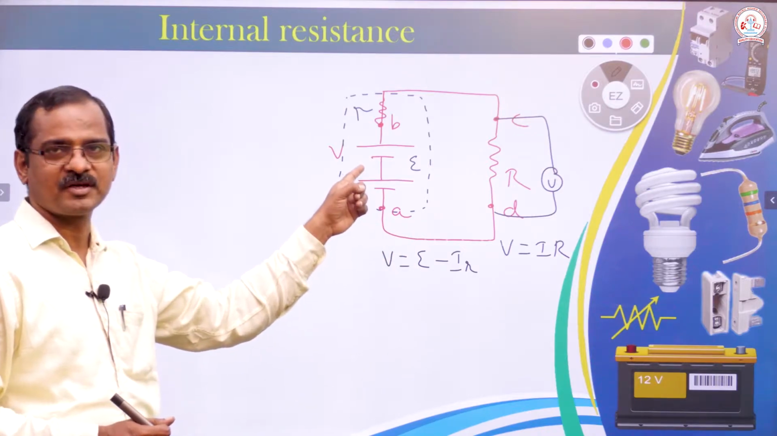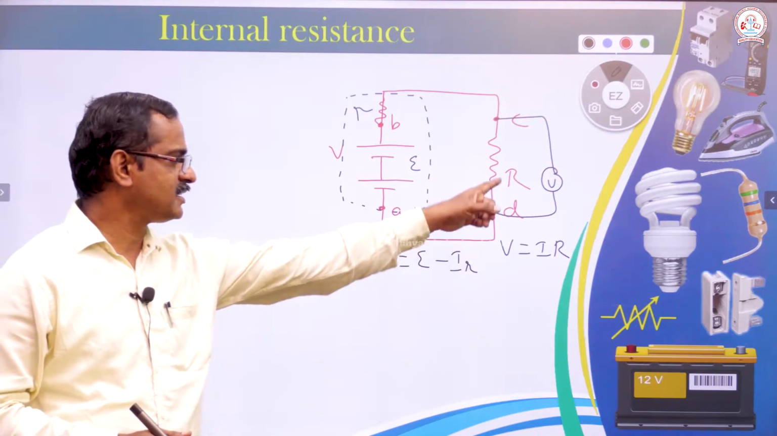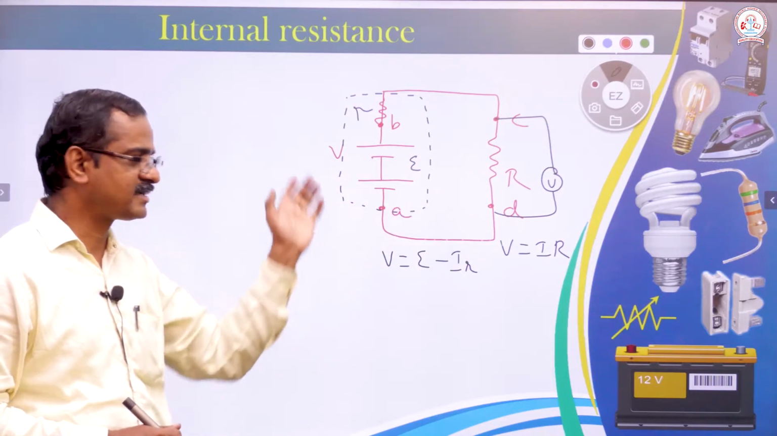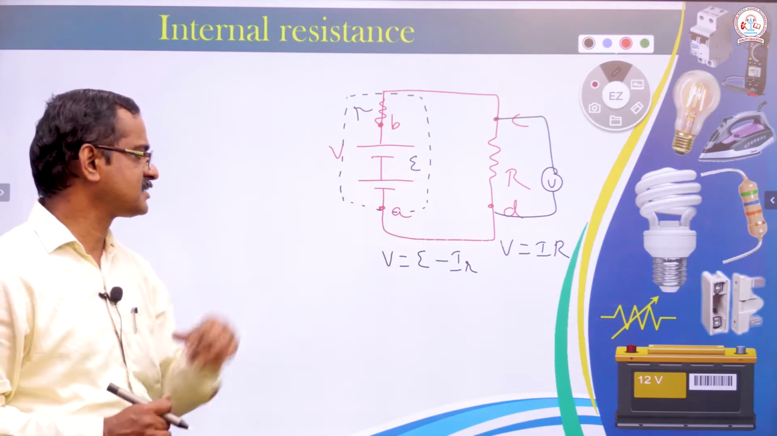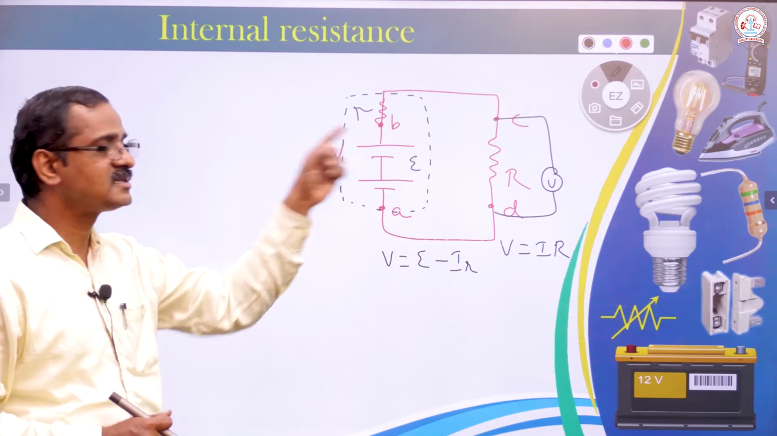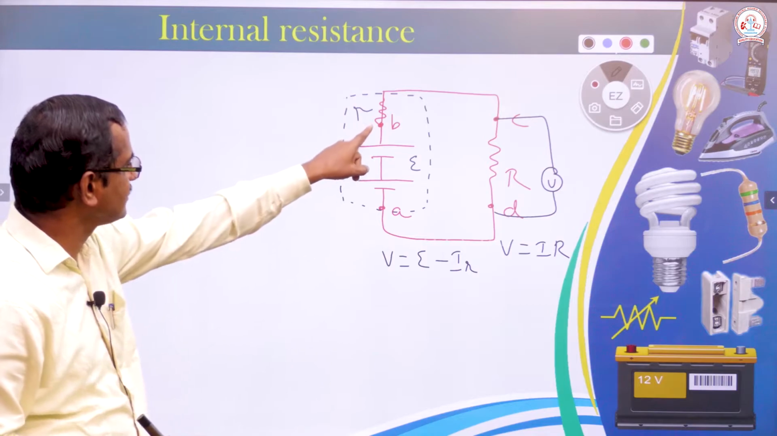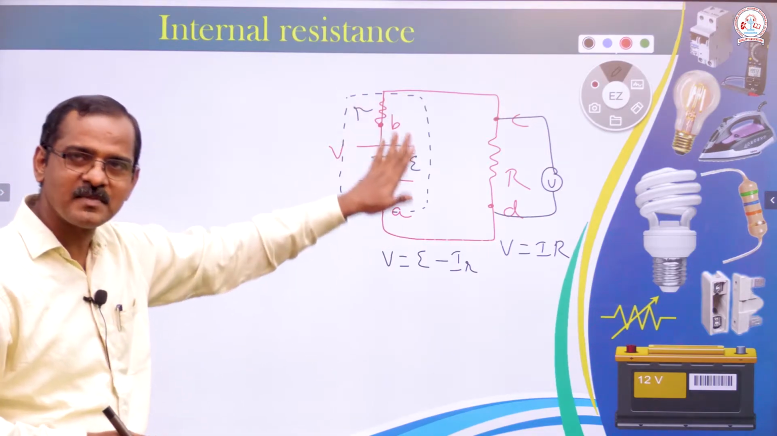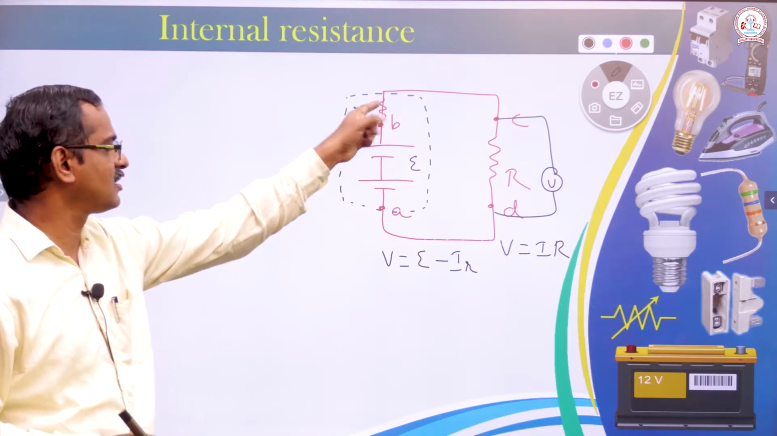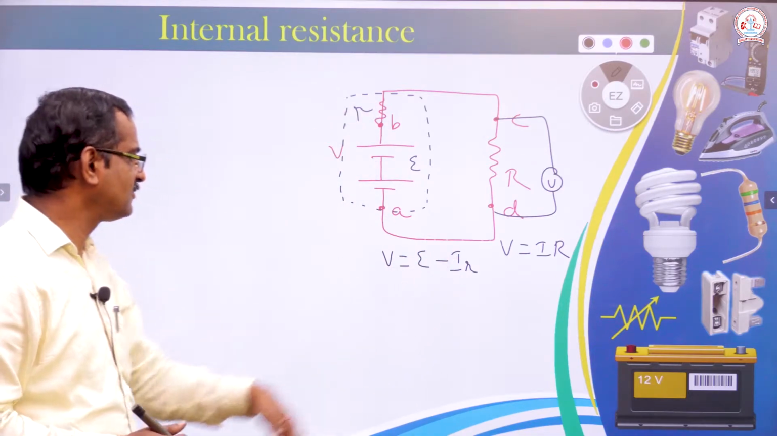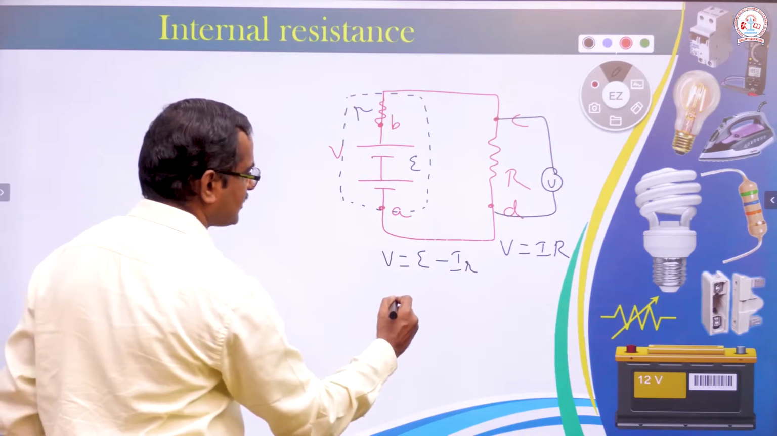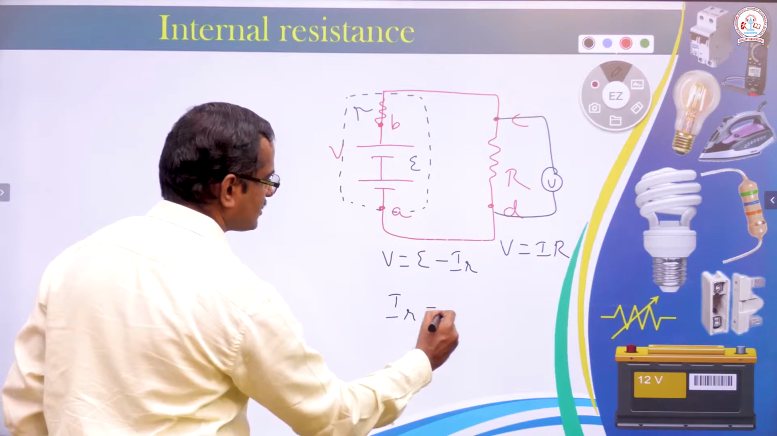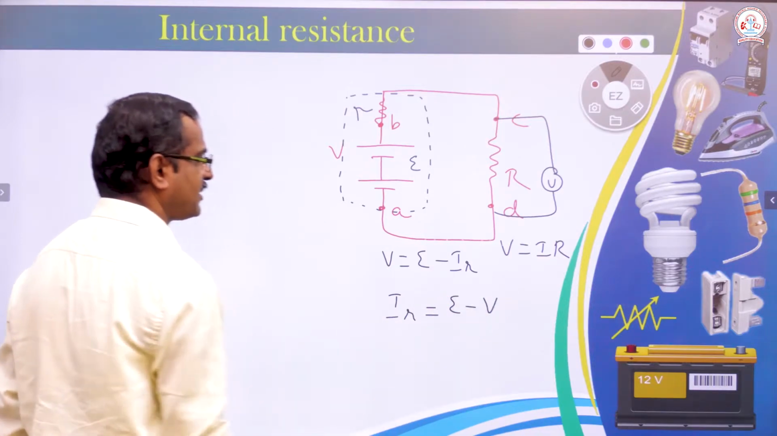Epsilon is the EMF here, V is the voltage across the resistor, R is the resistance in the external circuit. Here only R is connected. Small r is the internal resistance of the battery. Actually there is no battery connected in series; it is the resistance within the battery. Just for understanding, we have drawn it there. So this equation can be written as I into r is equal to epsilon minus V.